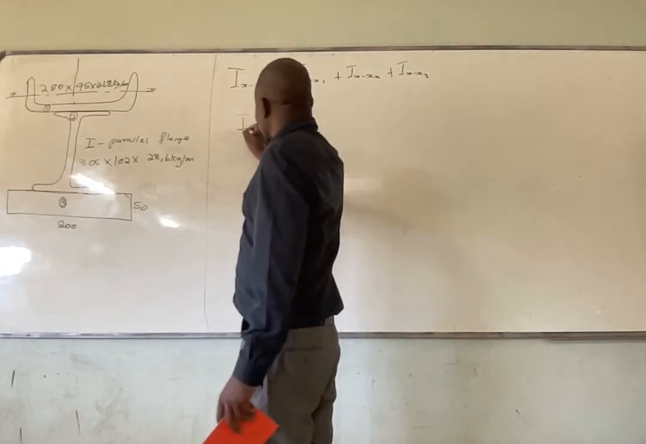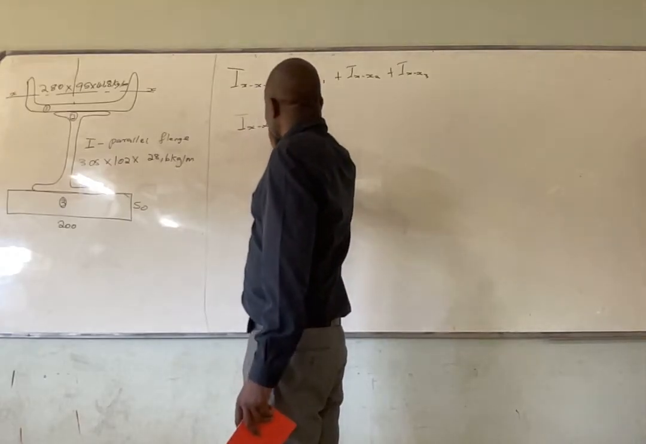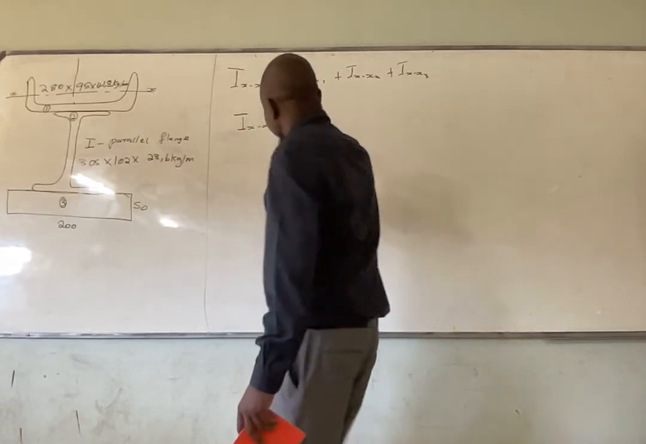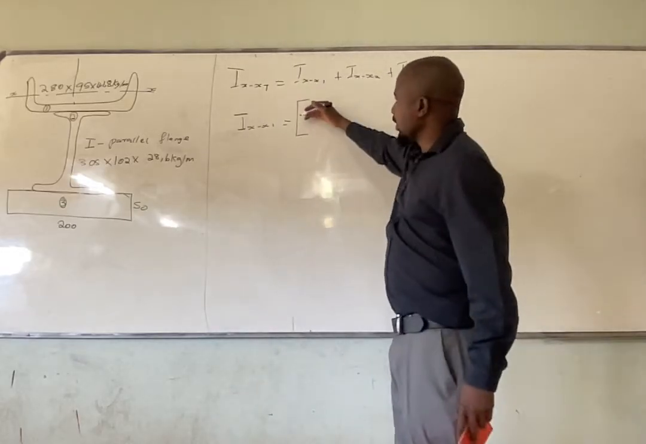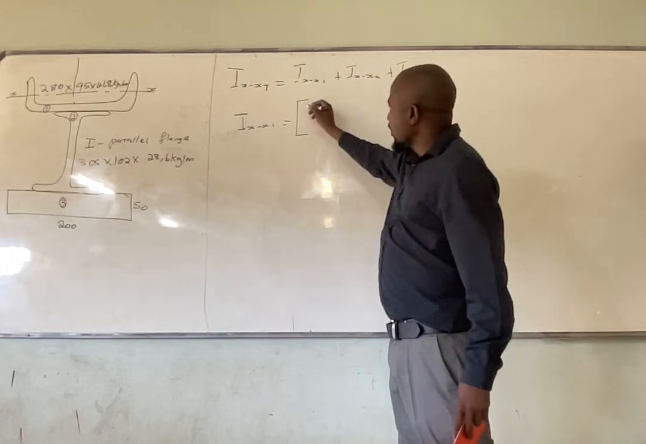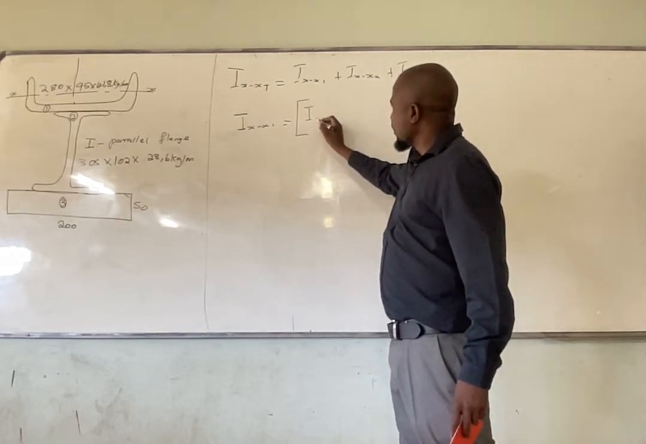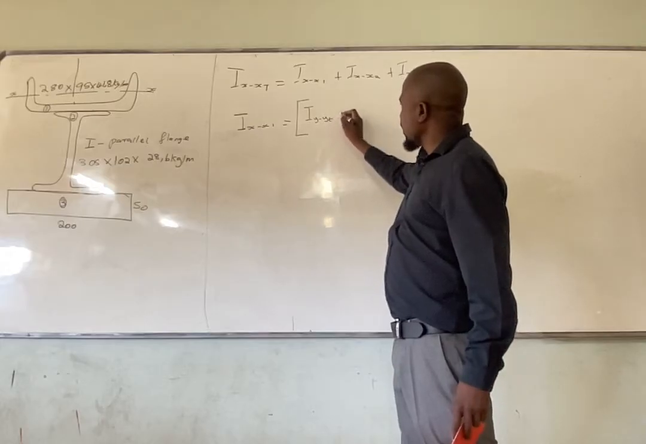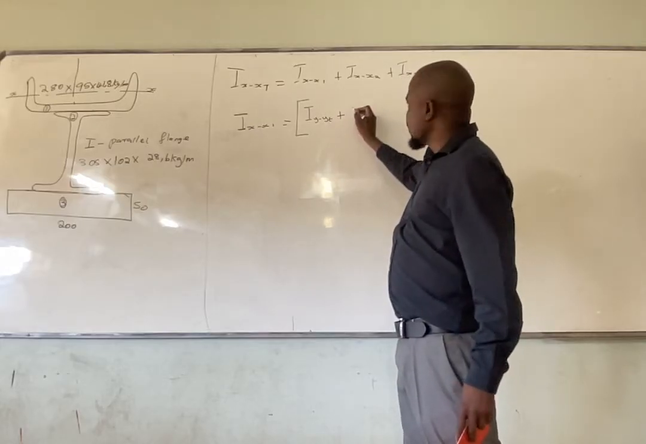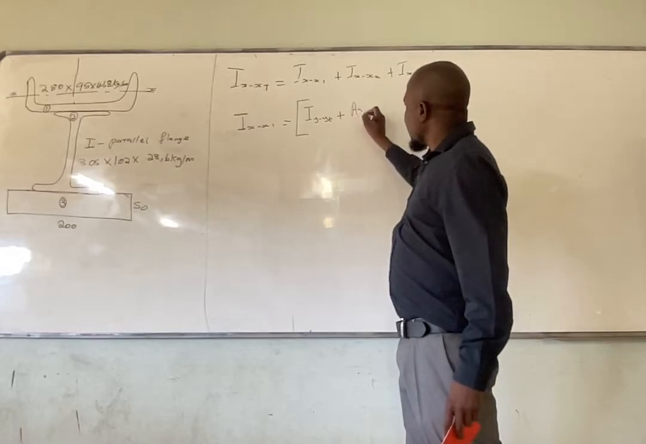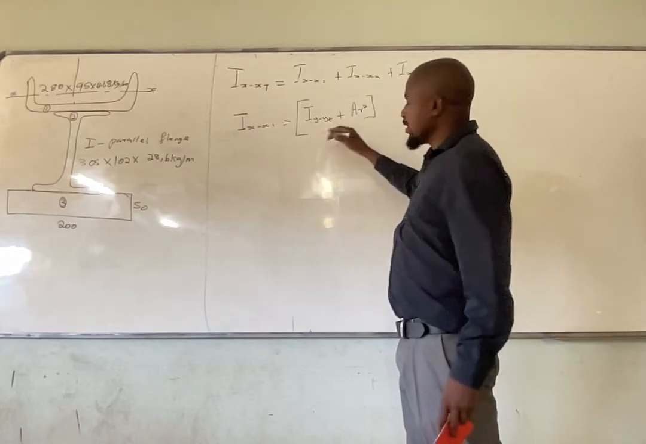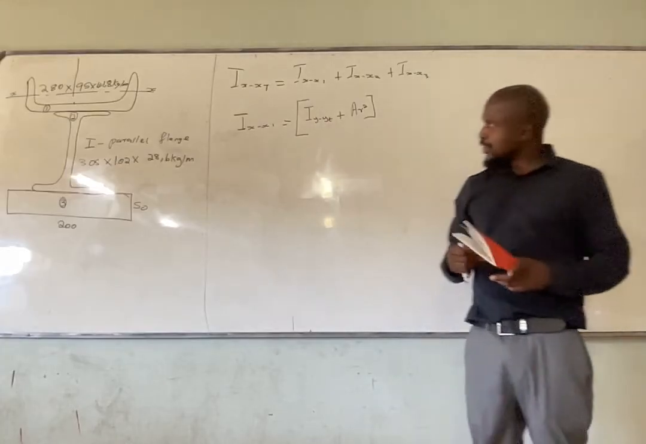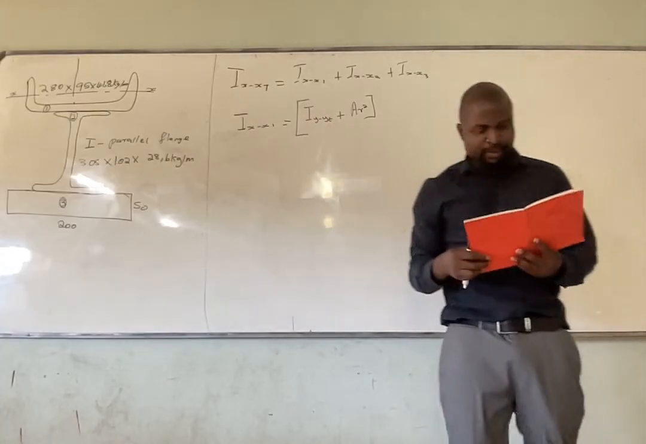Let us take IXX1. We calculate it aside. When we calculate it aside, what do I put here? IXX from the table, plus AR squared. This is area 1. So which value do you get from the book for the channel? Which value?